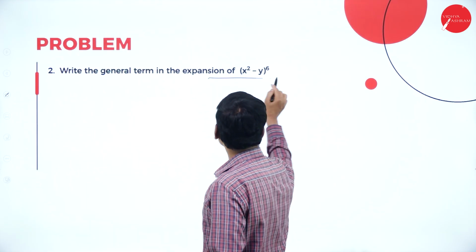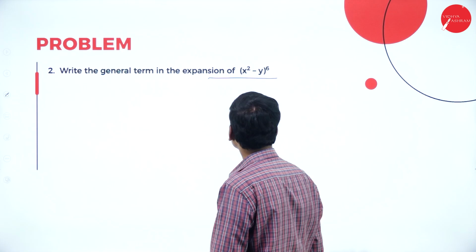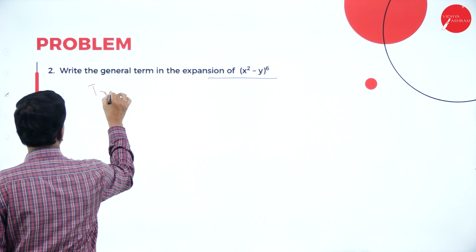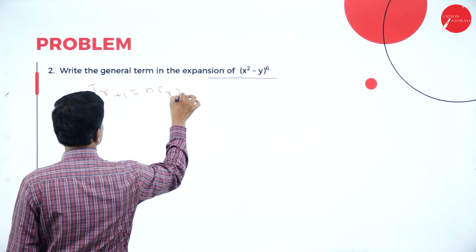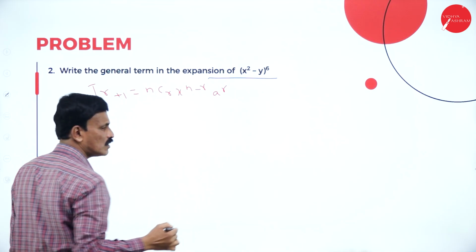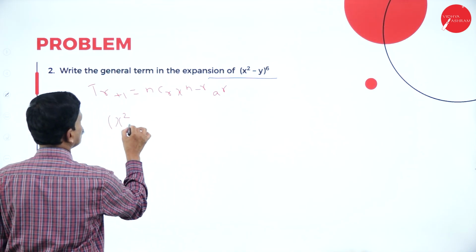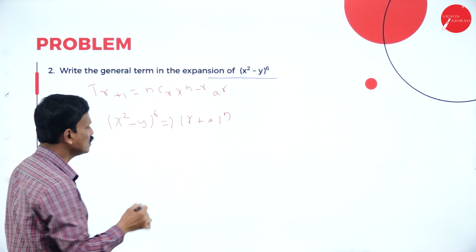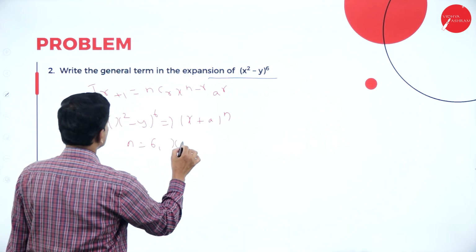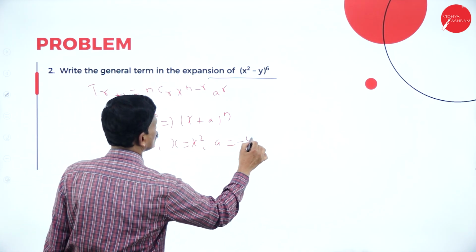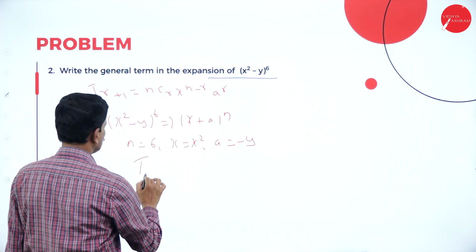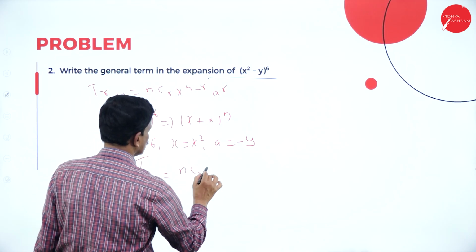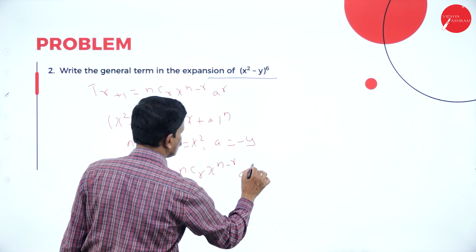Write the general term in the expansion of (x square minus y) whole to the power of 6. Now you know the general term or nth term is nothing but T r plus 1 is equal to nCr x raised to n minus r a raised to r. Now here this is of the form (x plus a) to the power of n. What is n? n is equal to 6, x is equal to x square and a is equal to minus y. So the general term T r plus 1 is equal to nCr x to the power of n minus r a to the power of r.